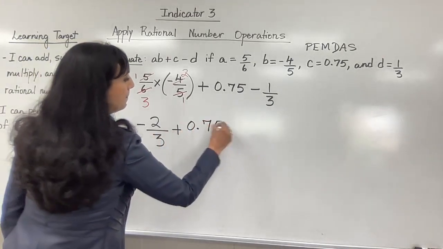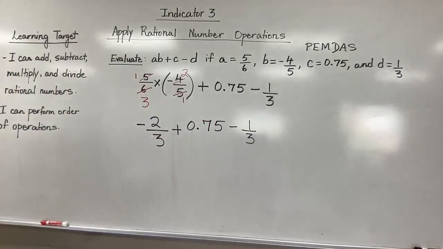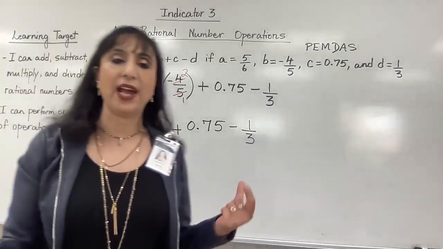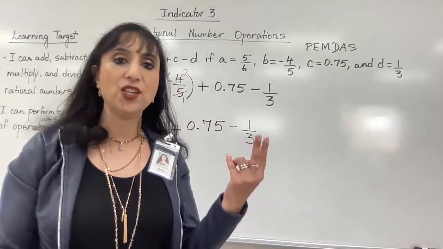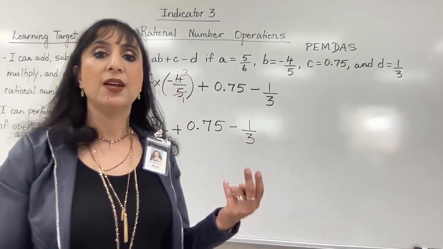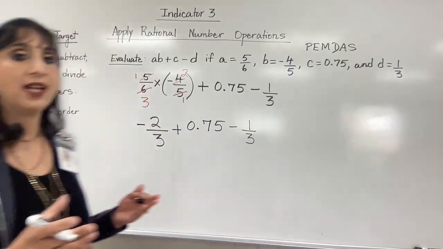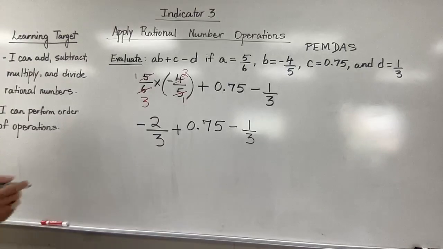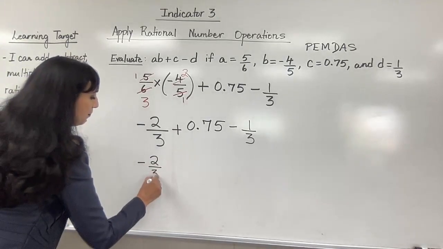Okay, so negative 2/3 plus 75.00 minus 1/3. Now what I'm going to do is use the commutative property, because I'm trying to group the fractions together. I'm going to change the order of 75.00 and the minus one third, so I can put the fraction right next to the fraction. So I'm going to use the commutative property and I'm going to do negative two thirds.